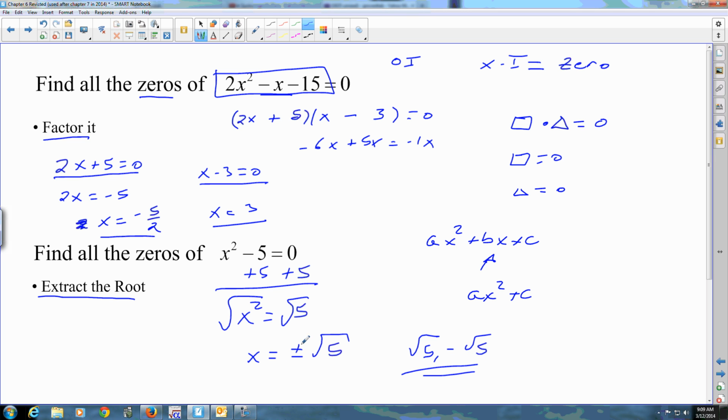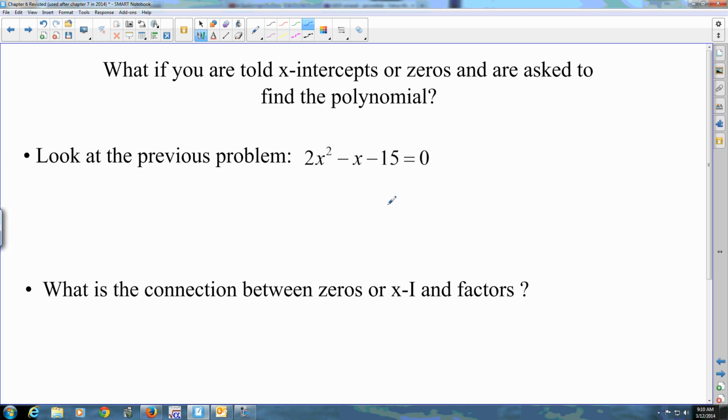Some kids are a little unsure what that plus and minus means. It's two answers. Okay? So that would be finding the zeros. You extracted the root. That's the technique that it's called. Okay? So here, what if you're told the x-intercepts or the zeros, and you're asked to find the polynomial?